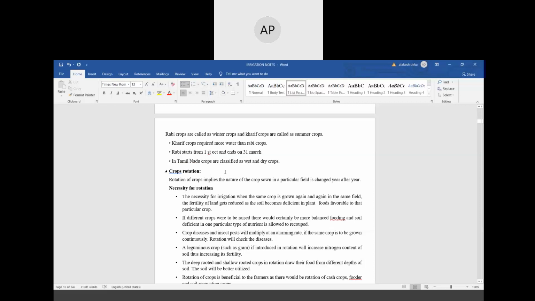Okay, crop rotation. So what is crop rotation? Rotation of crops implies the nature of crops sown in a particular field is changed year after year. Where there is a rotation in the field, different types of crops are sown in a particular field. That is your crop rotation, and crop rotation is important.